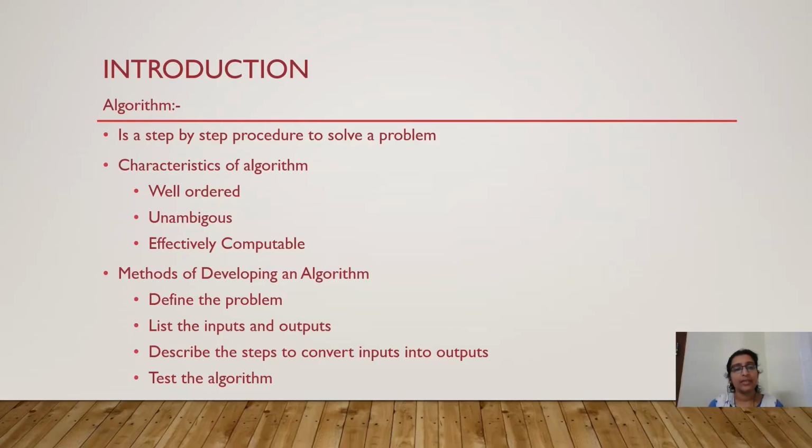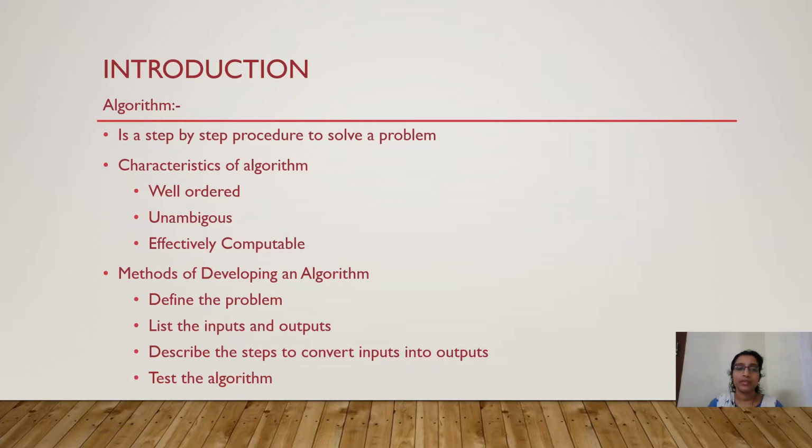Next, we can see the methods of developing an algorithm. An algorithm, we all know, is used for solving a problem. So the first step is to define the problem. For example, a simple problem we can consider is that I want to add two numbers. That is the definition of the problem, adding two numbers.